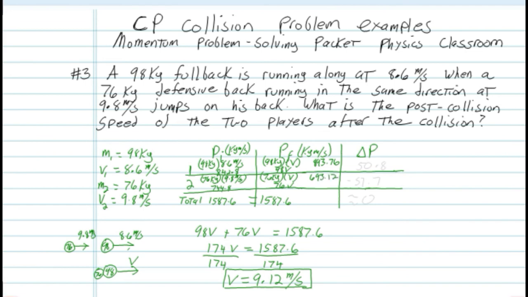Now, I can subtract the final minus the initial momentum to get the change in momentum. So 893.76 minus 842.8 is 50.8 for this one. And 693.12 minus 744.8 gives me negative 51.7. So my change of momentum is almost zero.